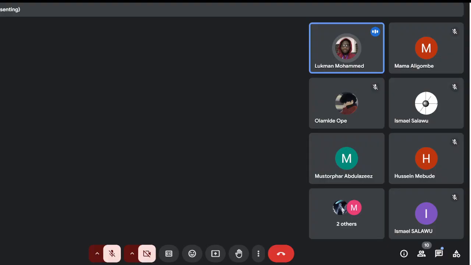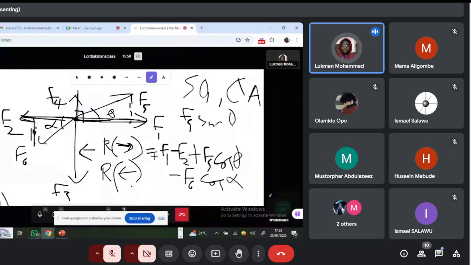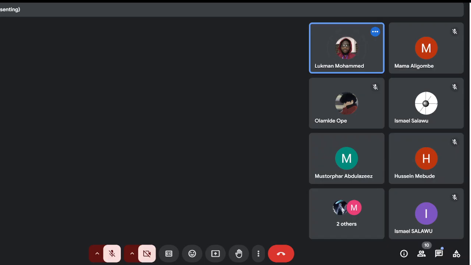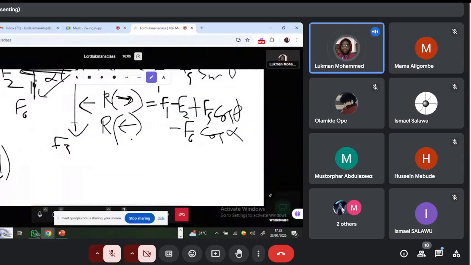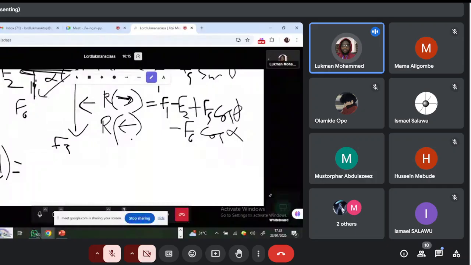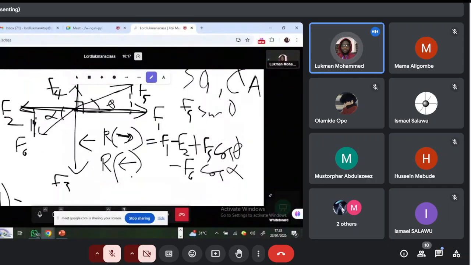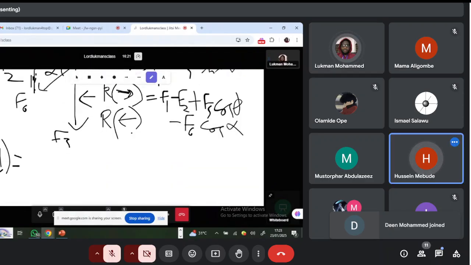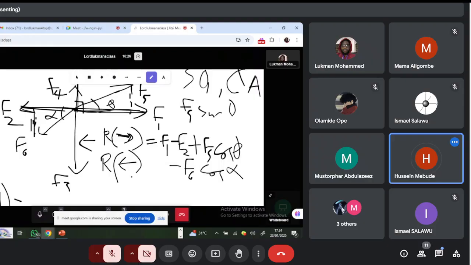So what we have found now is the net horizontal force, the total horizontal force acting on the particle. Now let's find the total vertical force. I want to choose the downward direction as positive, so anything going upward, or anything I resolve upward, is going to be negative. Where will I start now? Where is the force pointing vertically already? F4 and F3 are vertical, but how do you get F6 cos theta in that other place?